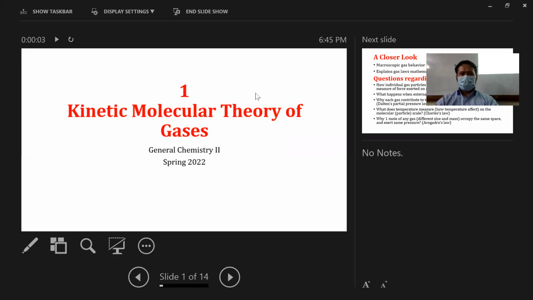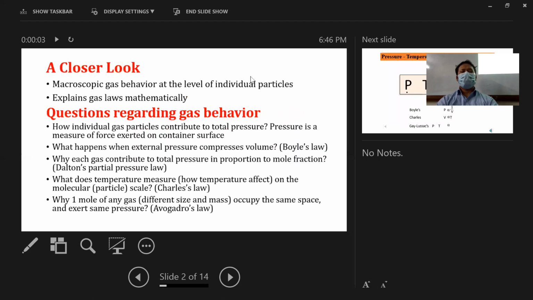So let's start. What is the kinetic molecular theory? Before going there, we need a closer look at macroscopic gas behavior at the level of individual particles. We will learn and explain the gas laws mathematically. We have some questions we need to think about, and we need to understand the answers to these questions. What are the questions regarding gas behavior?